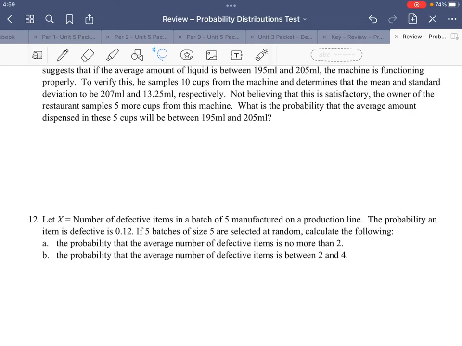So for this question, very similar to number 4, I believe. Fixed number of trials, fixed probability, independent of each other, 2 outcomes. But now we're saying that there's 5 batches of 5 that are being selected at random, and we need to determine average numbers. So this makes it a central limit theorem question for proportions, specifically for a binomial distribution.